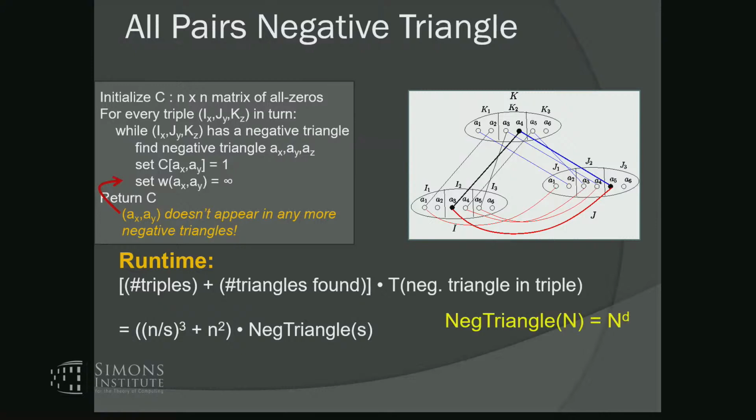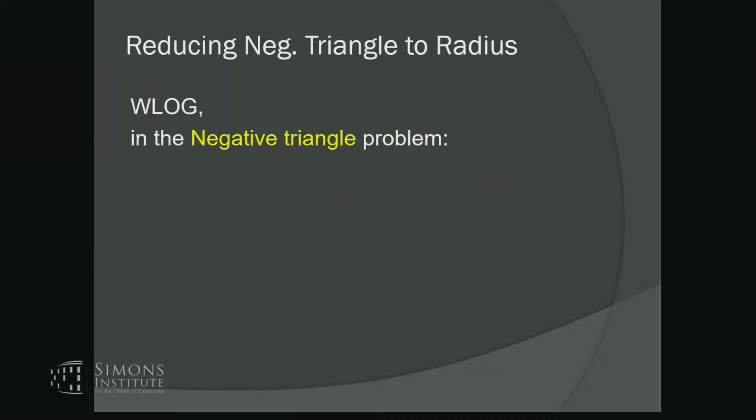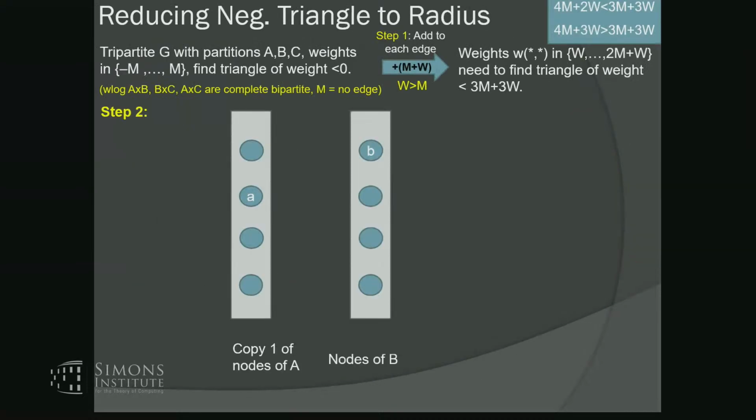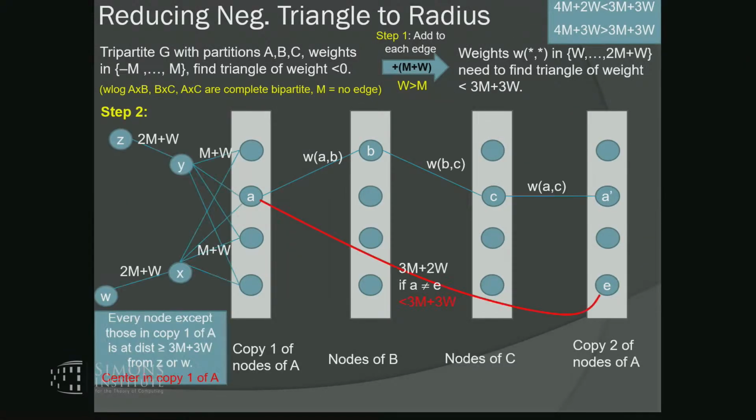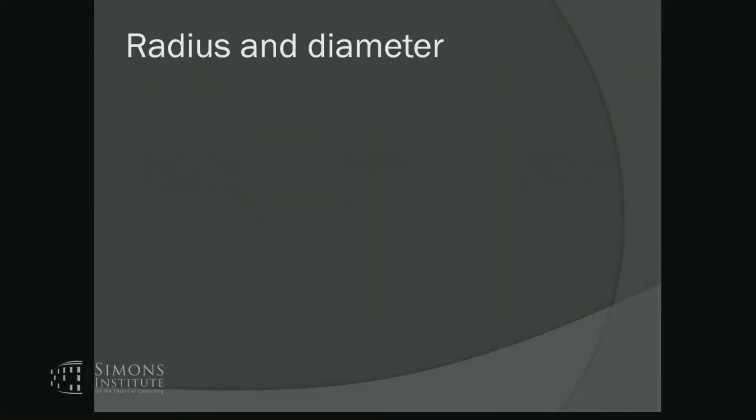Okay, so now, in the interest of time, let me say something a bit more high level. I'm not going to go through the reduction from negative triangle to radius. If you're curious, you can come talk to me or Virginia or Ryan. There's going to be a pretty complicated picture coming up, which you can ignore. And now let's talk about something a little bit more high level.